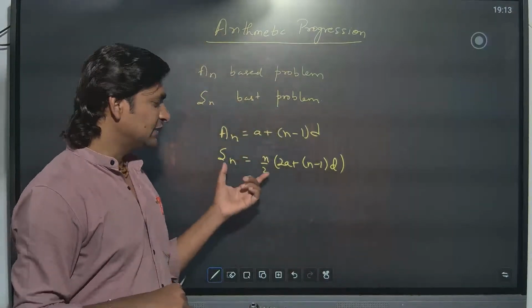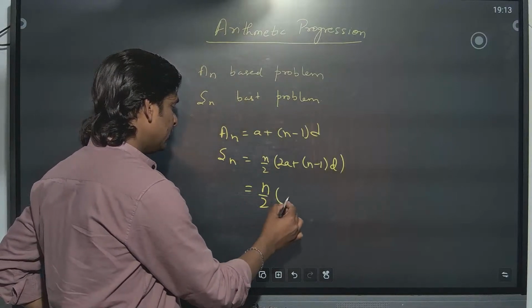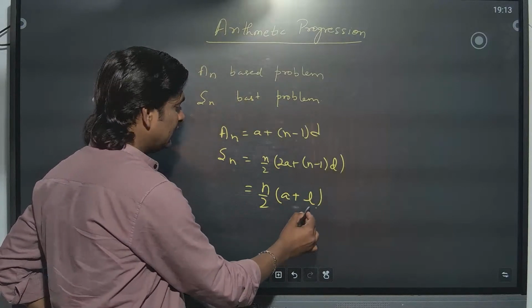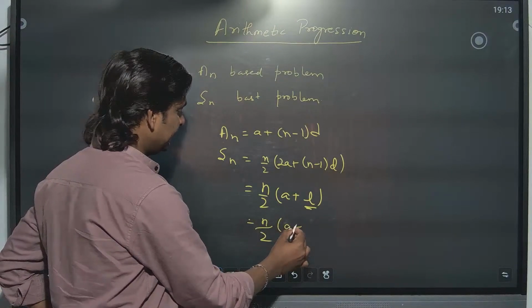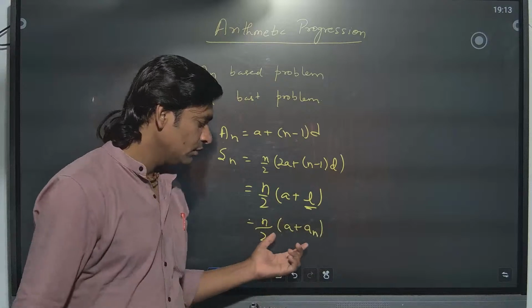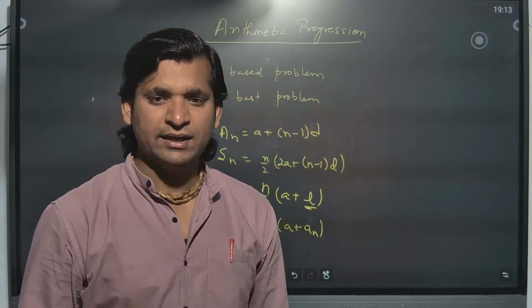Okay. So these are the two formulas. Another formula for this is n by 2 into (a plus l). So l is nothing, l we can consider as a_n. So these are the formulas we have to use and solve the problem.